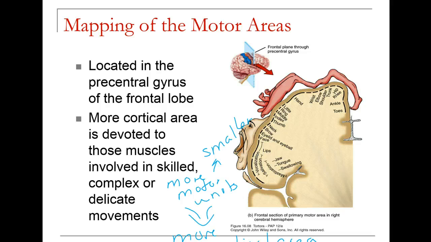So where you have highly skilled motions, like you can see your hand has a very large area, and then your mouth, because the production of speech requires incredibly complicated motions associated with your lips and tongue. Well, you only have one tongue, but more fine motion associated with those. Okay, so you'll have more area devoted to them.